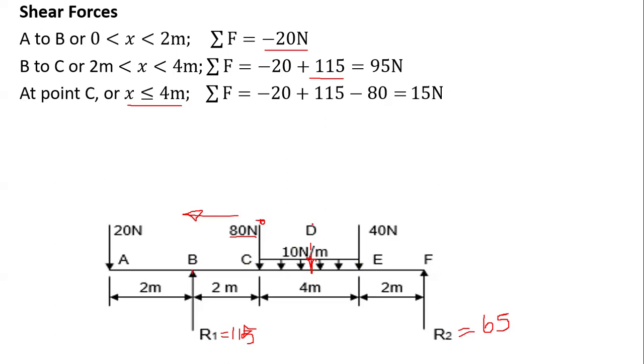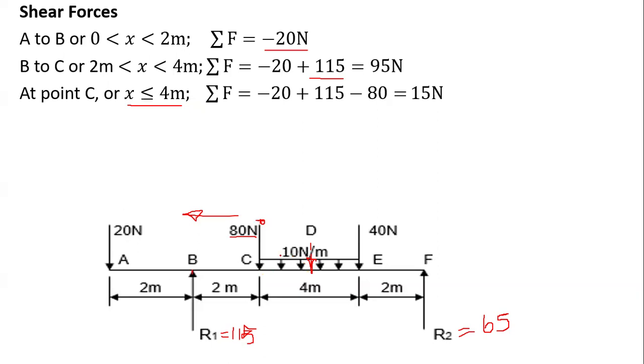So what are you having? From point D, the distance is 2 meters because this is 4 meters. Therefore, from here, going to the center, you have 2 meters. So how do you get the force for this one? It's 10 times that same 2 meters.